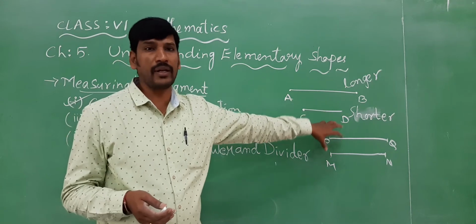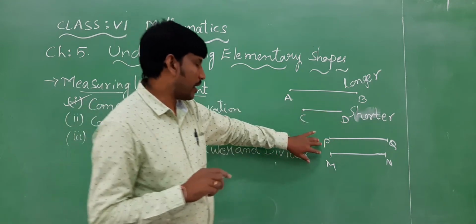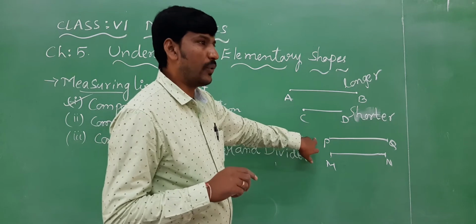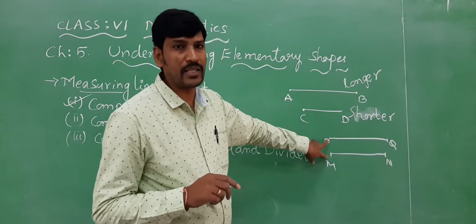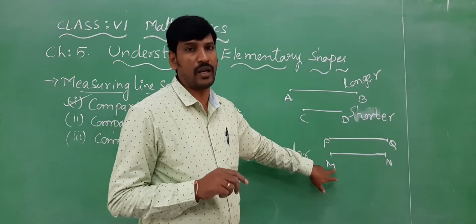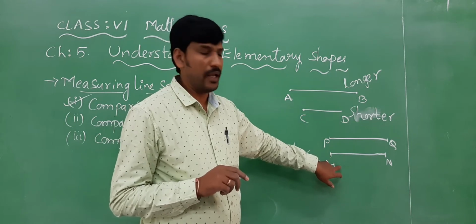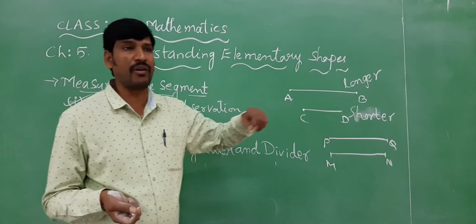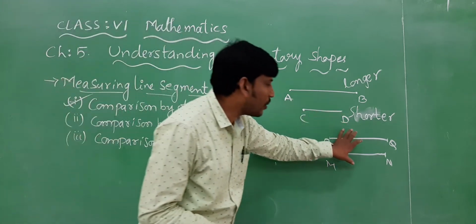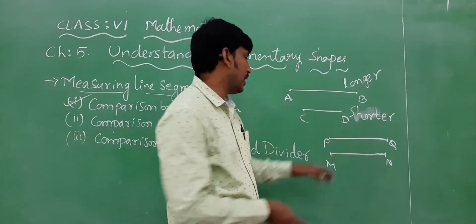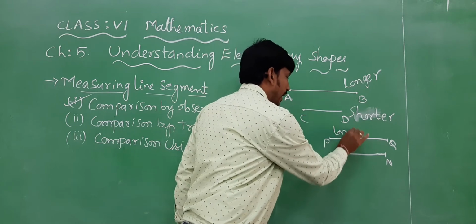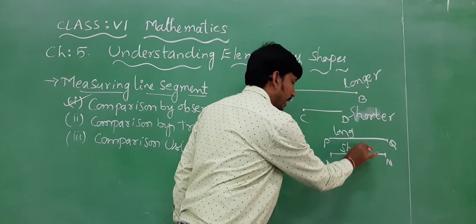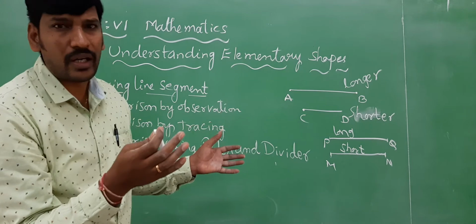So here we get some complication. We cannot say by observing these two line segments which one is the longer and which one is the shorter. So it is a difficulty. We will have difficulty saying which one is the longer one from a long distance. If you observe from very close, this is the longer one and this is the shorter one. But from a long distance we cannot.